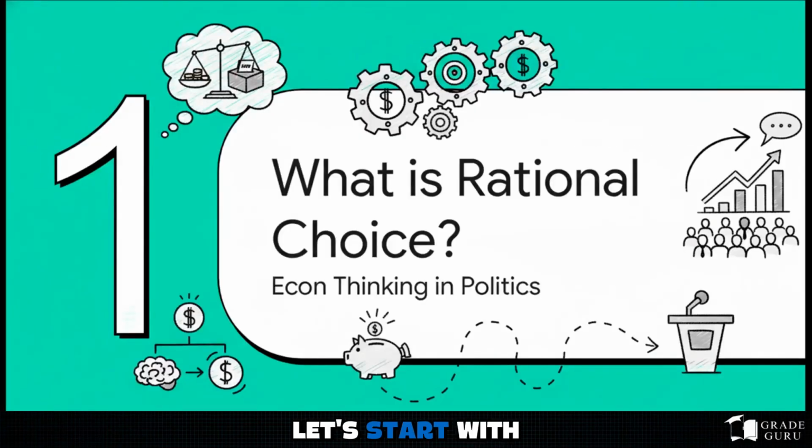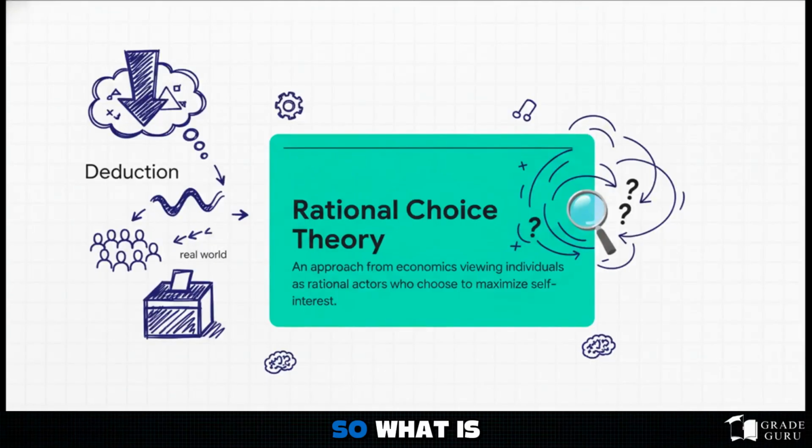Okay, let's start with the big one, rational choice theory. This is the bedrock for everything else we're going to talk about. It's an idea that came over from economics, and wow, has it become a powerful tool for understanding political science. So what is it really? Well, at its heart, rational choice theory is deductive. That just means it starts with a big, logical assumption about how people should act, and then we go out and test if that's actually what happens.